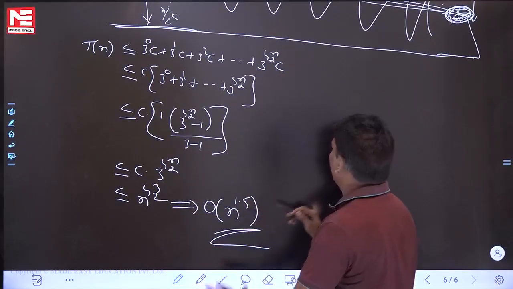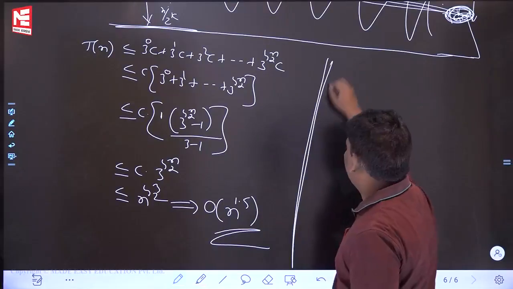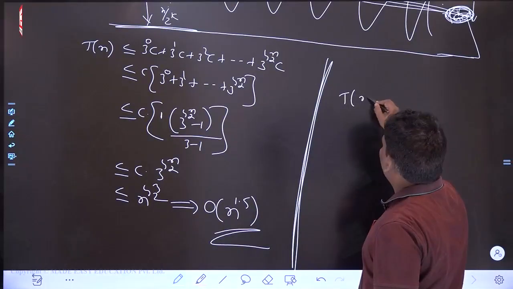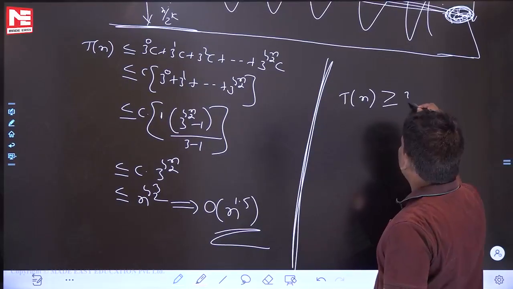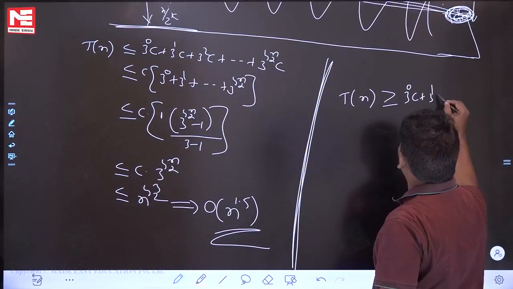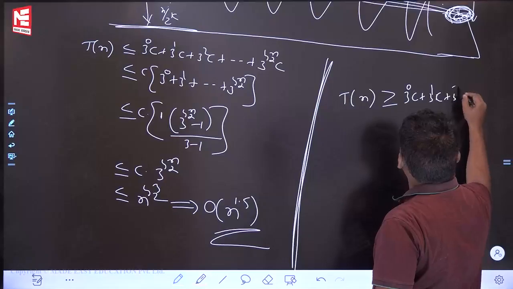This is the final answer. It is the upper bound. Let's see the lower bound also. Right is going to be less height, so let's take the less. What is 3 power 0? Same thing. 3 power 1 c, 3 square c, and so on.